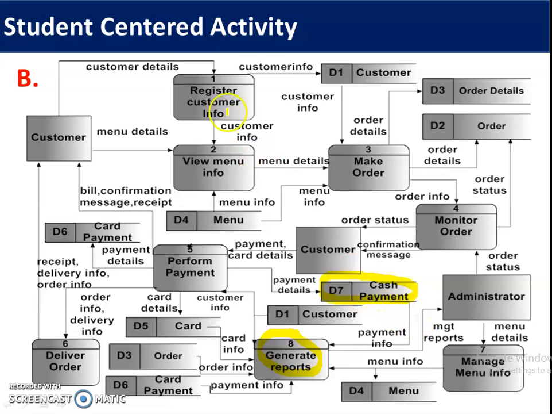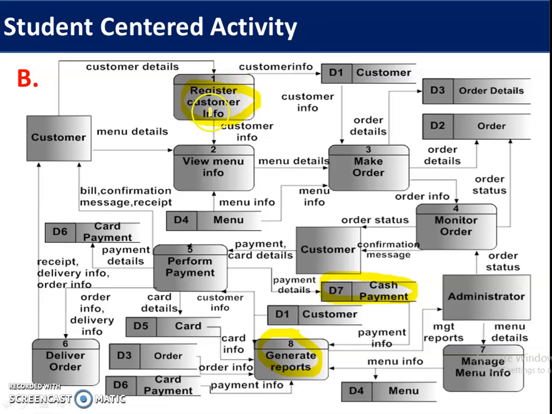Now take a look at each process. As I have mentioned to you in the previous video, each process is actually like a black box. You know the input, you know the output, but you don't know what is happening inside this process. So for example, process 1, register customer info. Does it show really how the registration happens? We do not know. We will only know how registration happens once we go to the next level of DFD, which is the child diagram.